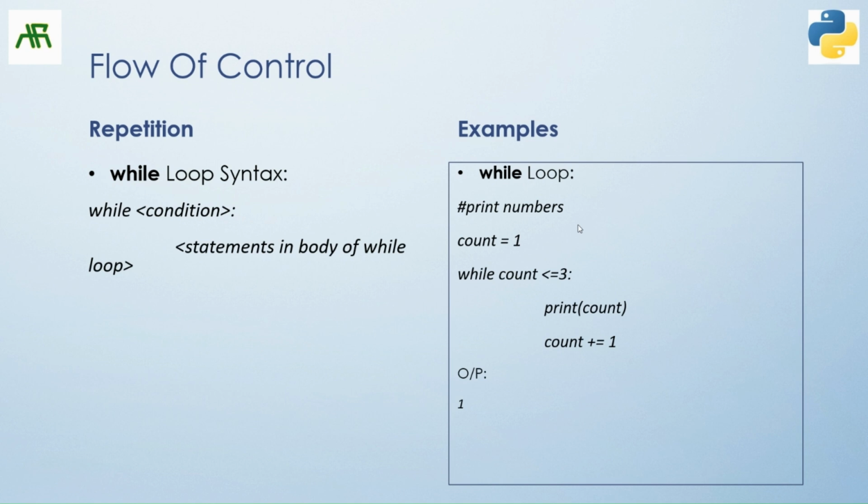The output will be, first one, since it's 1 and satisfies the condition of less than or equal to 3, printing count 1, and I'm incrementing the count value to 2 by executing the plus equal to operator. So the next one will be 2. Since it's still satisfying less than or equal to 3, it is going to execute, and I'm incrementing that 2 to 3 by adding 1. It is still satisfying less than or equal to 3, so it's going to print again. The next one will be 4, which is not less than or equal to 3, so the while loop stops executing and comes back to the main program.